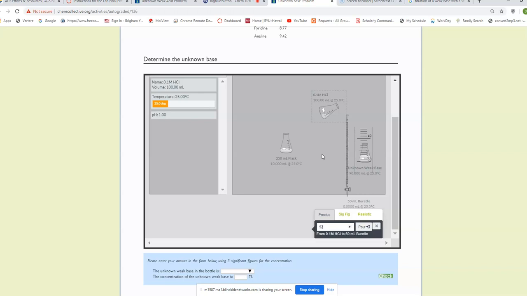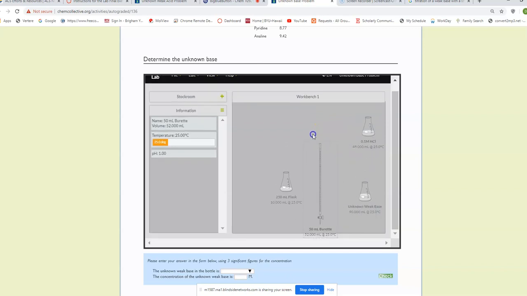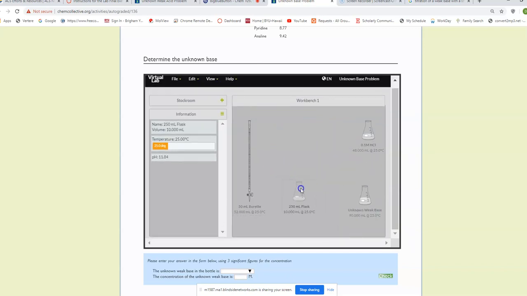Do I have anything in here? I don't think so. Okay. So now I have in my burette my 0.1 molar HCl, and I have here 10 milliliters of my weak base. I can click on the weak base and it says that the pH is 11.84.